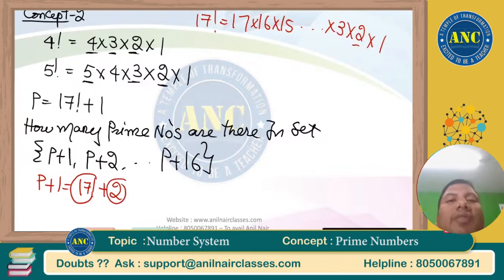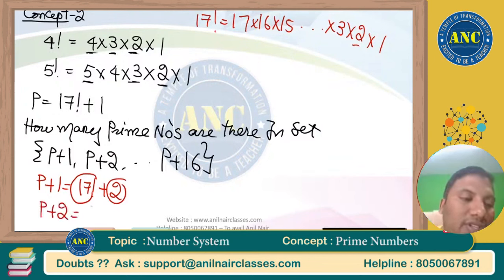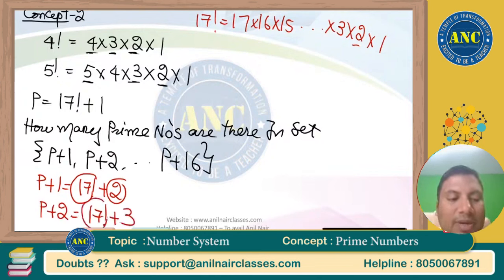2 is also divisible by 2. That means the answer is divisible by 2. P plus 2, which is 17 factorial plus 3, is divisible by 3. The answer is divisible by 3 because 17 factorial contains 3.